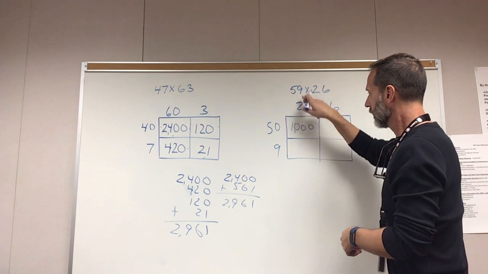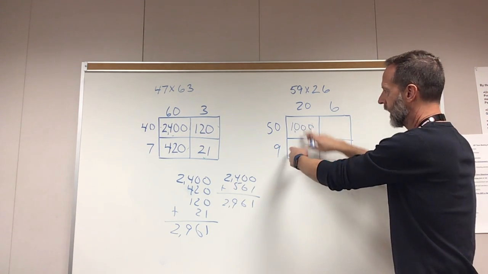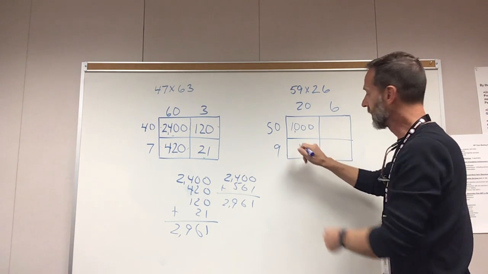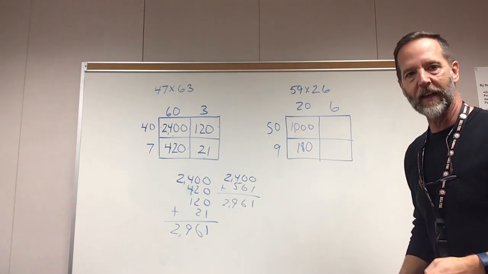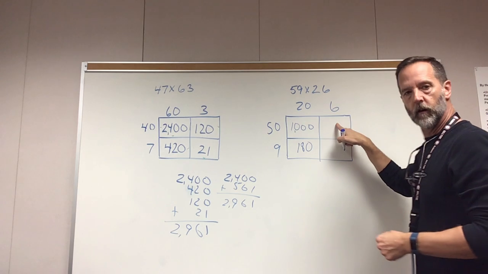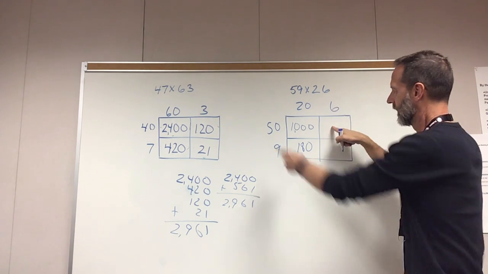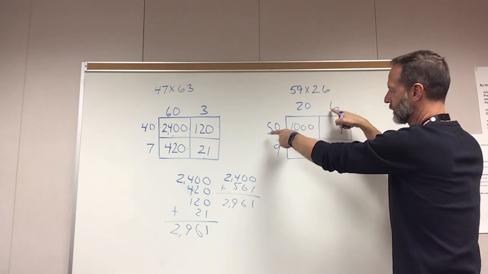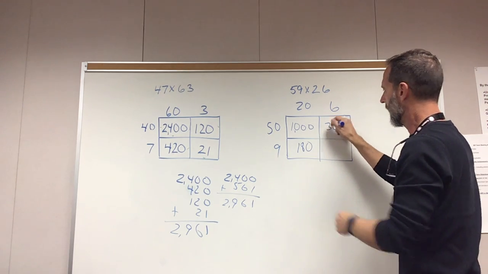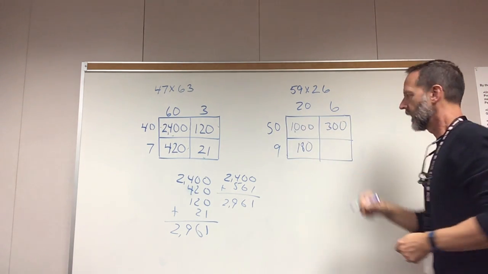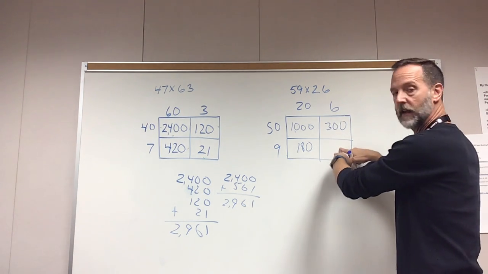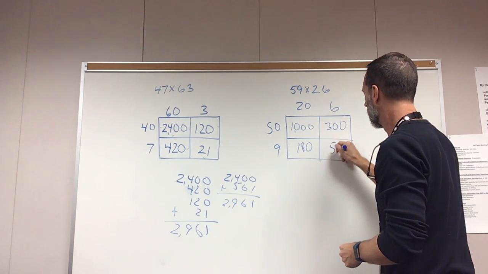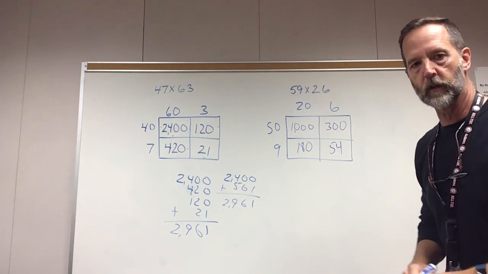Come down here, 20 times 9. I'm going to do 2 times 9. 2 times 9 is 18. I have to put 1 0 back on. I get 180. Over here, 6 times 50, 6 times 5 is 30, and I have to put a 0 back on, and I get 300. And then down here, 6 times 9 is 54. No zeros there, no zeros there.